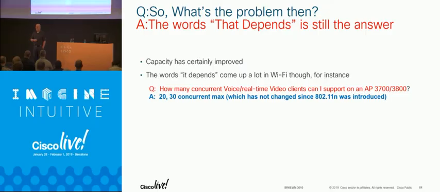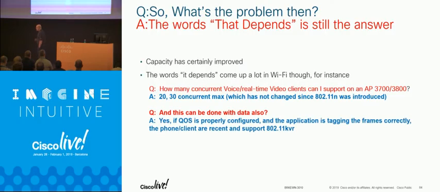20 to 30 peak, and that's concurrent calls. That doesn't mean 20 to 30 users. That means 20 concurrent users, and you'll pretty much eat the bandwidth up. That hasn't changed since 11n. It's the same. And this can be done with data? Sure it can. Marketing answer.